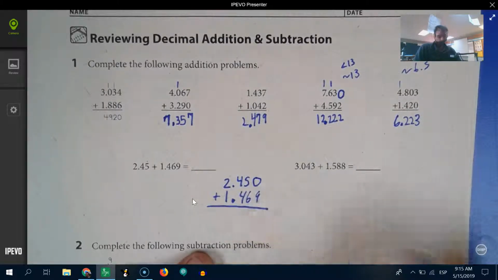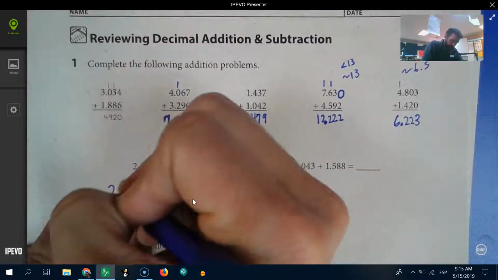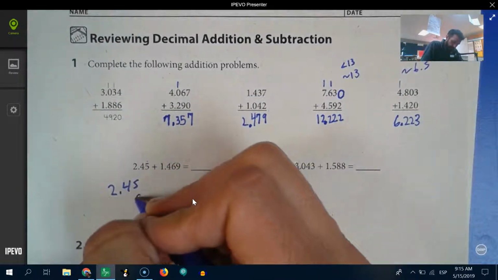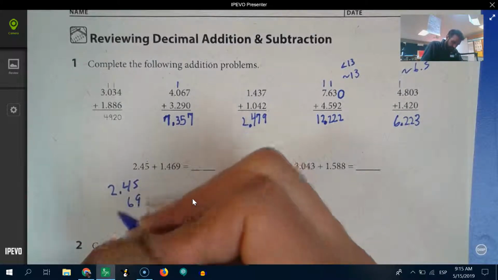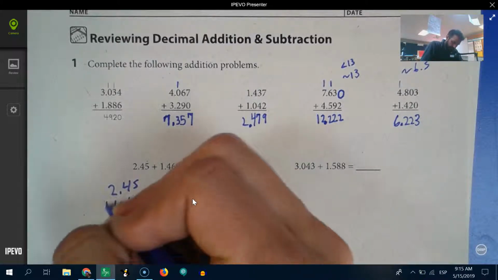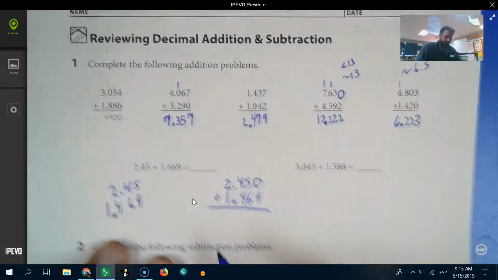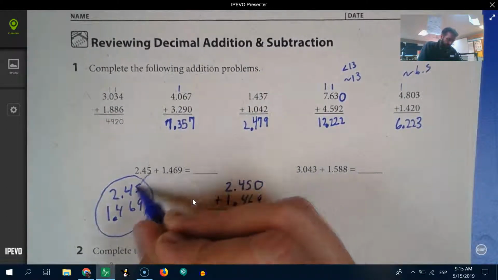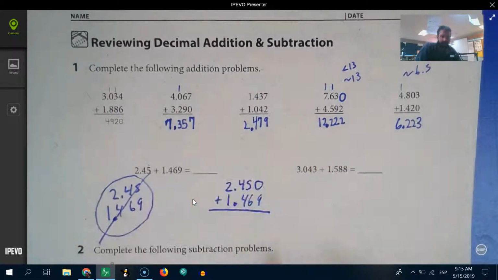If you just did this, this is a very common mistake. And then you're like, oh, it's 9, 6, 4, 1. Okay, this is the wrong way. And the reason you know it's the wrong way is the decimal points don't line up.